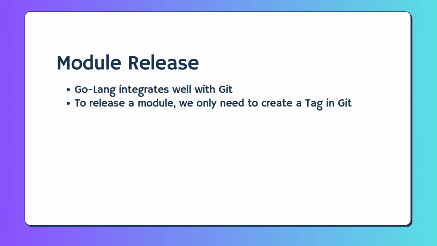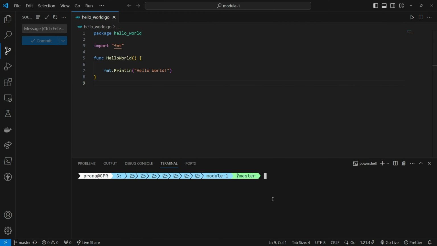Module release. Golang integrates well with Git. To release a module, we only need to create a tag in Git. We'll create a tag for the first version of this module, which is version 1. To create the tag, we can use the command git tag v1.0.0.